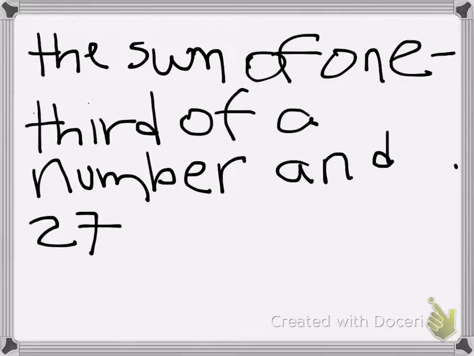So in words, the expression says the sum of 1/3 of a number and 27. So you want to dissect this sentence a little bit and think about what operations we're using. So we're using sum, and it says of, and then we have 1/3 of a number and 27 kind of grouped together. So you're going to write 1/3 of a number.